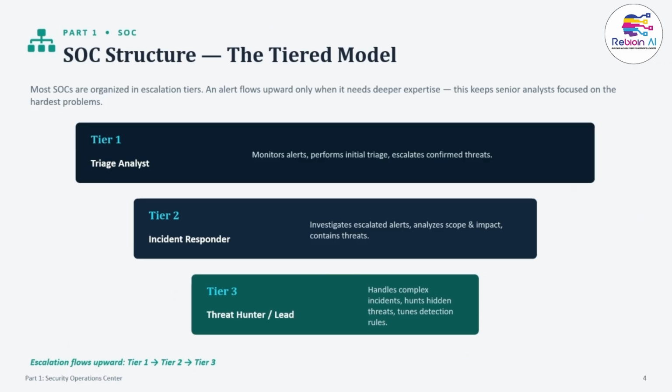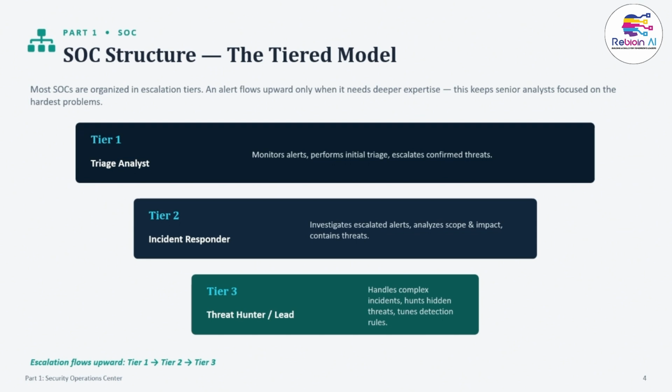This is the most senior level. Tier 3 handles the most complex incidents, proactively hunts for threats that automated tools might have missed, and fine tunes the detection rules so future attacks get caught faster.